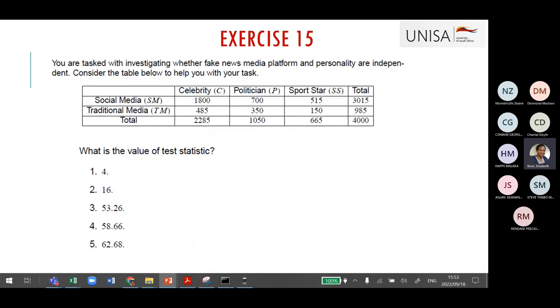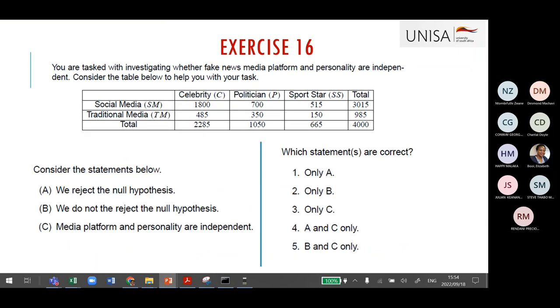Okay. And you need to be able to calculate the test statistic, which is also the same, making a decision.